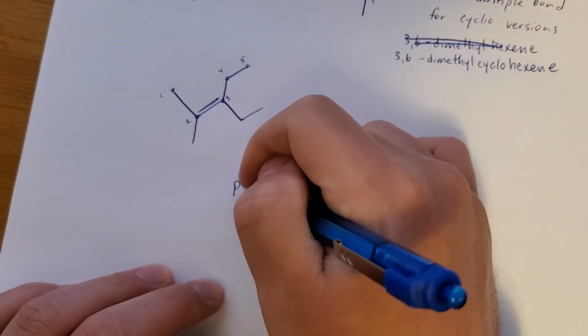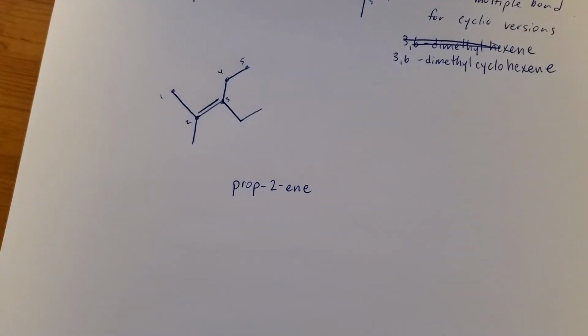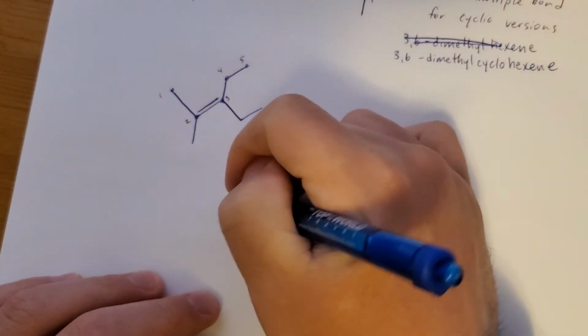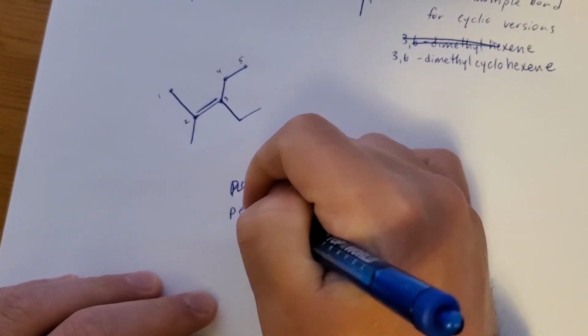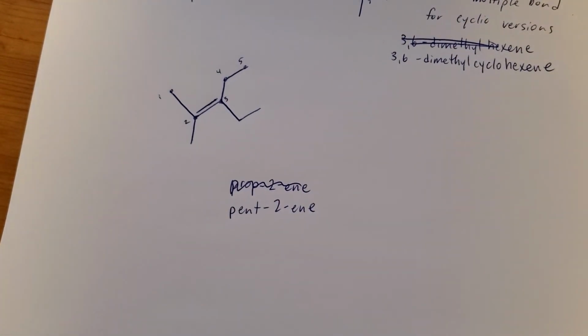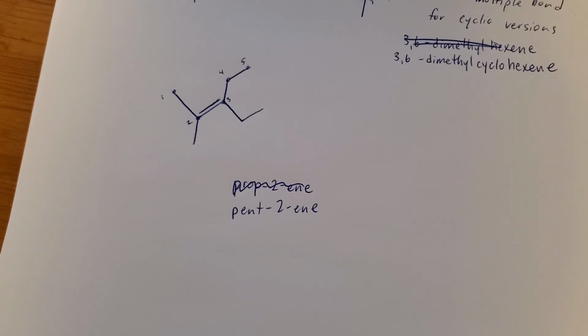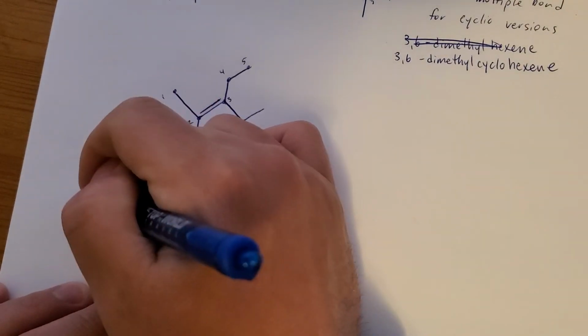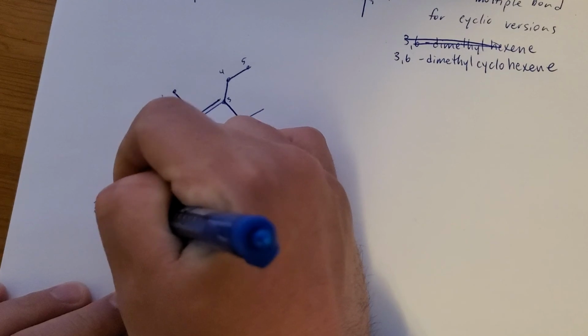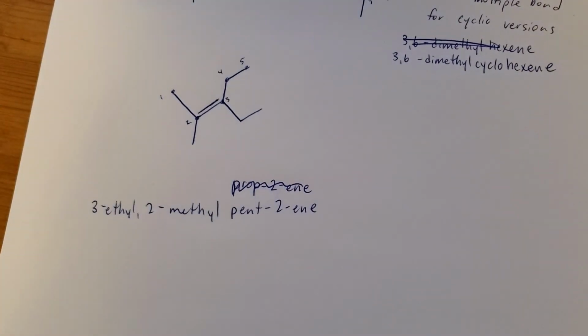So the first thing I'm going to write is the parent chain. It's pent-2-ene, not prop, my goodness. Sorry everybody, that's pent-2-ene. All right, I've got a methyl and an ethyl. Which one comes first? Remember, it's alphabetical. So the ethyl actually comes before the methyl. So you're going to write 3-ethyl-2-methylpent-2-ene. That's what that is.